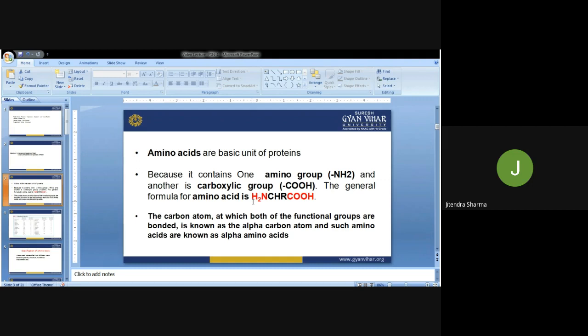It means in a chain, if one amino acid is added or one amino acid is reduced, on the basis of that we have given the names of these amino acids. Because an amino acid contains one NH2 group and another carboxylic group, the general formula of amino acid is H2N-CHR-COOH. The carbon atom at which both functional groups are bonded is known as the alpha carbon atom, and such amino acids are known as alpha amino acids.